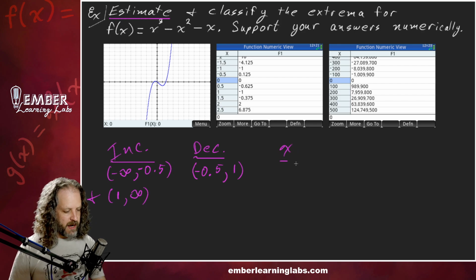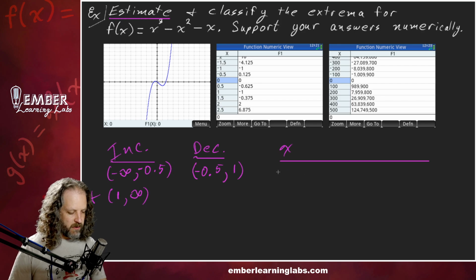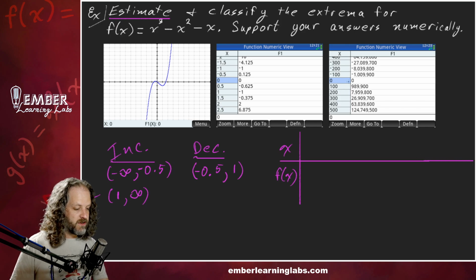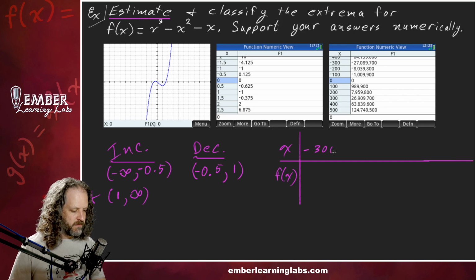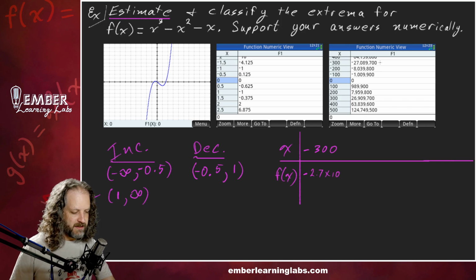So let's go ahead and build the table on this one. So x and then f of x. For the decreasing bit, which we probably want in the middle of our table, I'm going to do the increasing bits first. So how about negative 300? Sounds good. So at negative 300, it is at negative 27,000,000, or 2.7 times 10 to the, what is that? 27 million. 1, 2, 3, 4, 5, 6, 7. 10 to the 7th.